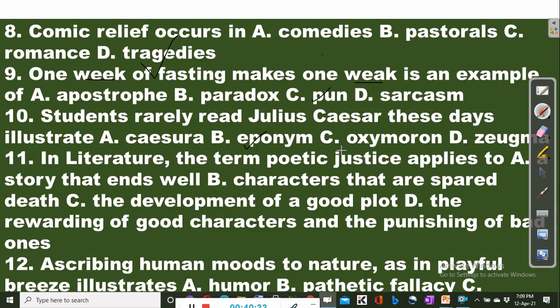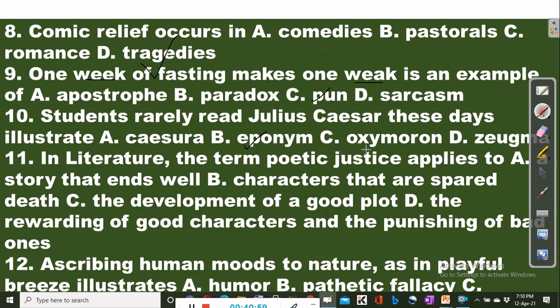Paradox is a statement. For example, attack is the best form of defense. That's a statement. And then we have attack, we have defense. These two opposite ideas are contained in that statement. Now, oxymoron uses a phrase that combines two ideas, you know, placed side by side.